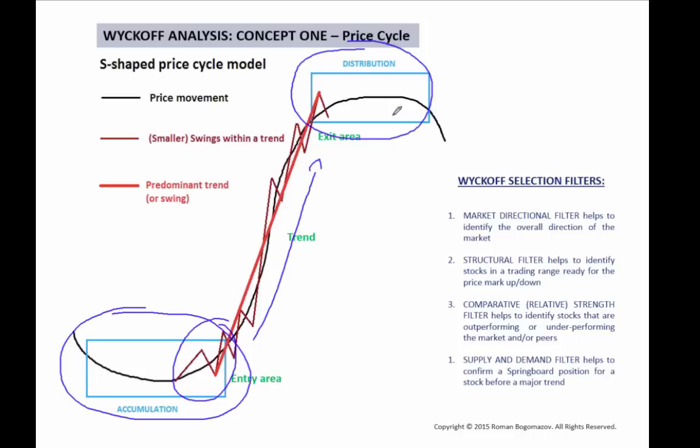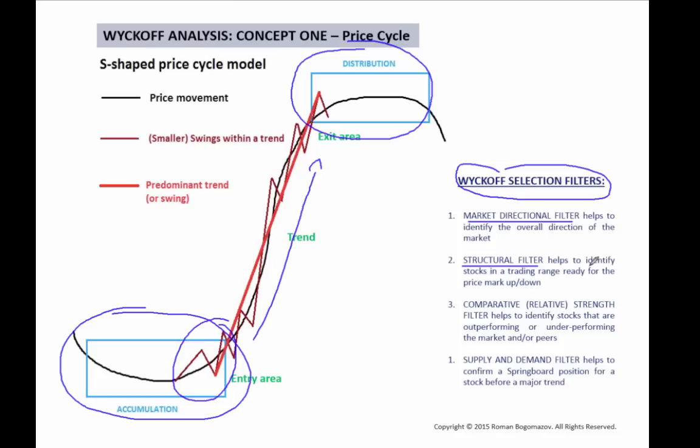So to do that, Wyckoff would use the selection filters. The first filter is always about the market. So we want to understand what the market is doing, what direction the market is going right now. And we want to understand it from the different time frames: long-term, intermediate, and short-term. Then after that, we would go to different stock selection filters.